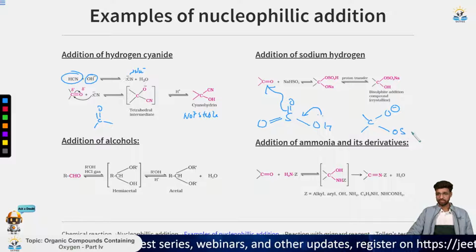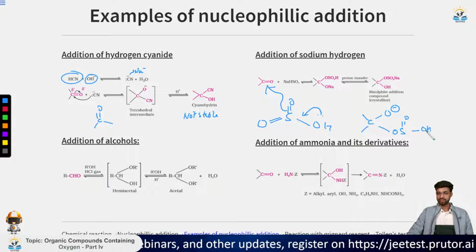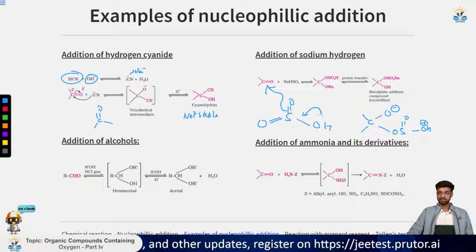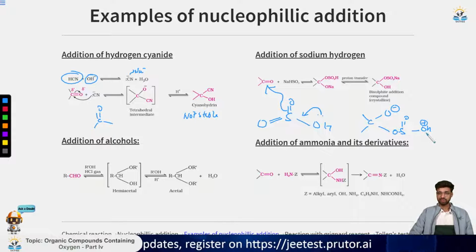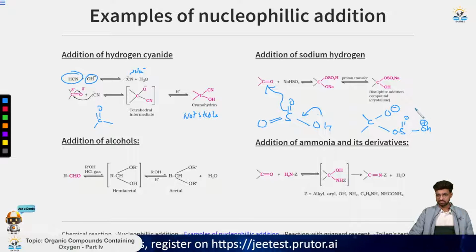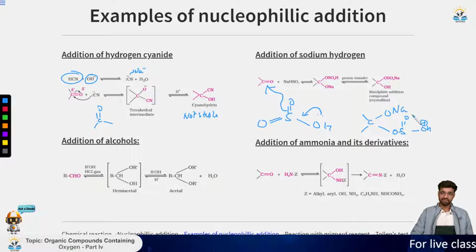O, S double bond O, OH, which has a positive charge. So this will look like this. Now since we have a negative charge on this oxygen, it will be stabilized by this Na. So this is the overall structure that we have.